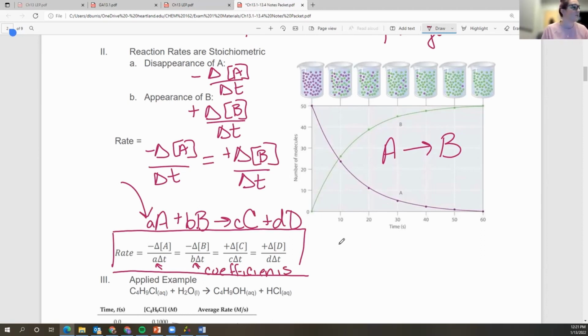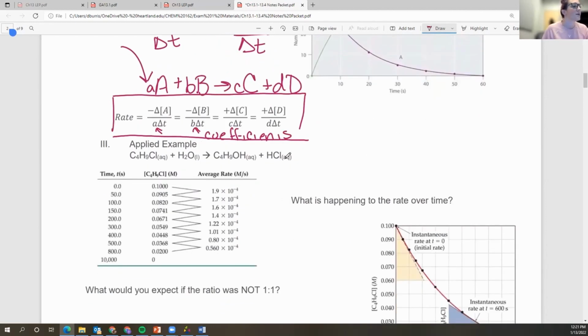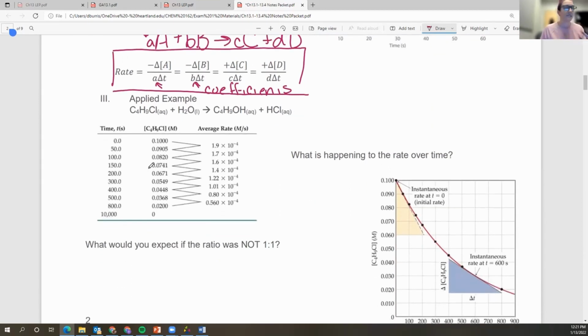Okay, so we'll apply this in some different situations. So I'm looking at this example right here. Now notice this is a 1-to-1 to 1-to-1 ratio. Okay, now over time, what I did in the lab is I did this reaction and I monitored the rate of disappearance of this reactant over time. So over time, the concentration went down, right? Which is what we would expect. And I found the rate for each 50 seconds. So the change in concentration over 50 seconds is this. And I did it as time went on.